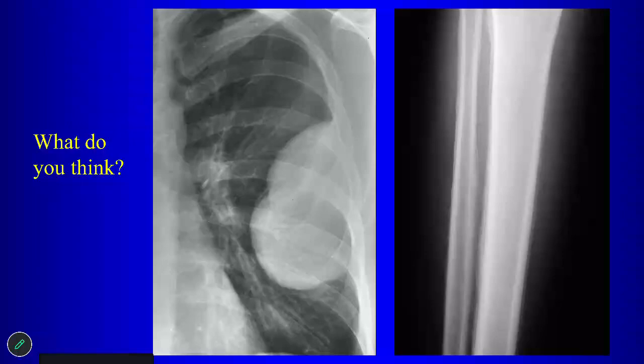Well, the finding on the first image is pretty easy, right? What is that? A big pleural mass. There's a big mass. It might be pleural, might not be, a little hard to tell when they get this big. What's the finding on the second image? Periosteal reaction, right?